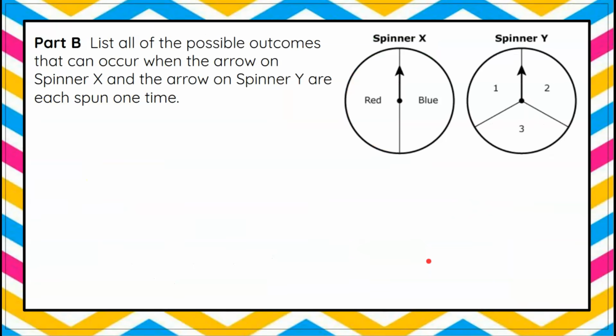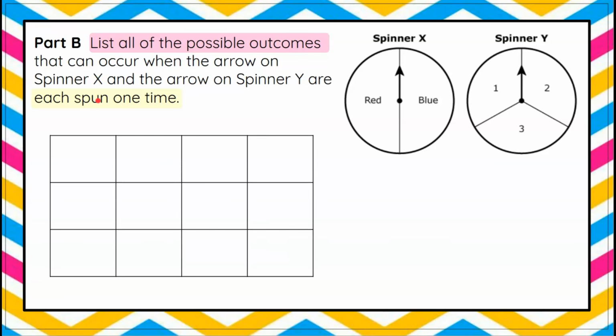Here, part B asks us to list all of the possible outcomes that can occur when the arrow on spinner X and the arrow on spinner Y are each spun one time. Here's where I'd like you to pause again, do your best work to list all the outcomes, and then come back and hit play to see my possible outcomes. Good luck. Welcome back. So again, we're going to list all the possible outcomes when each spinner is spun one time. So I'm going to make a table to organize my list.